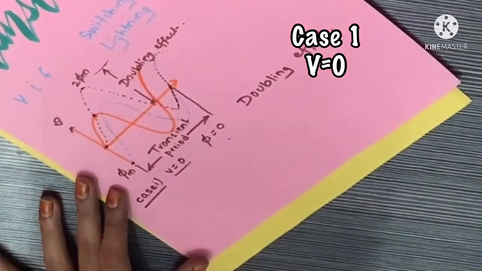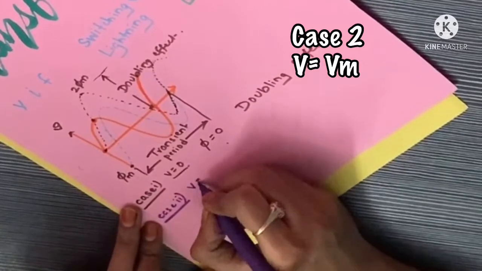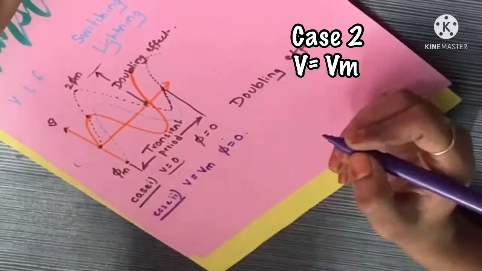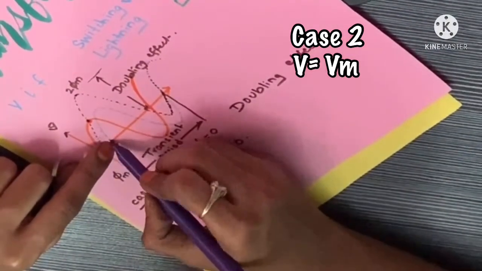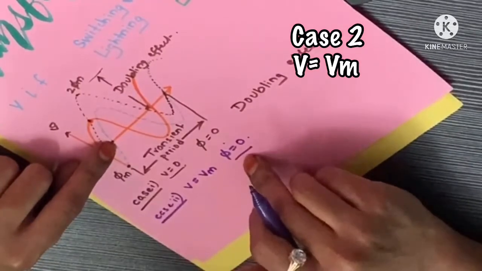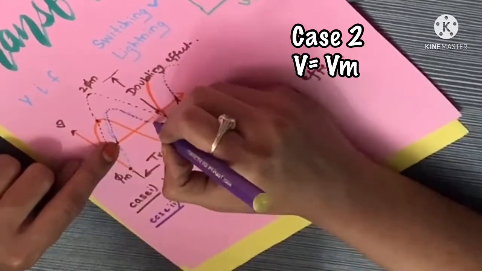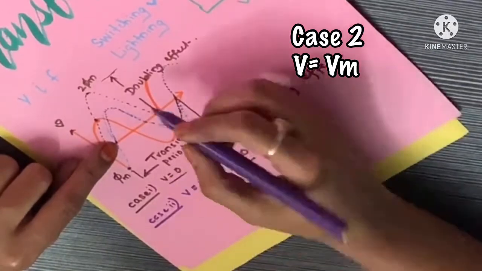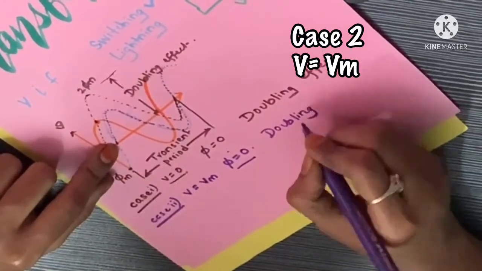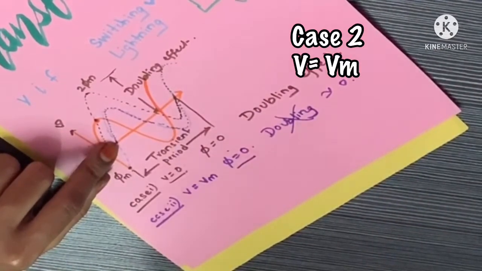Now consider case 2. What if the switch is closed at V is equal to Vm? Then obviously again phi starts at 0 only, but here the original value of the flux is also phi is equal to 0, and it starts to increase in this way, and there will not be any doubling effect. The doubling effect is minimum, almost 0. You can consider it in an ideal condition.